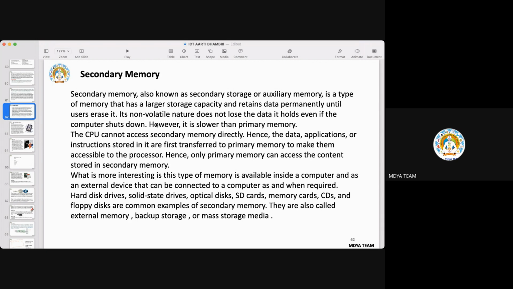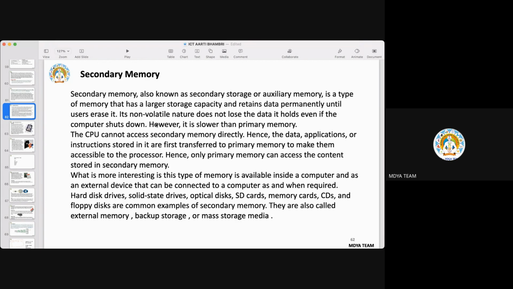The CPU cannot access secondary memory directly. It is through the primary memory. Because whenever you open or switch on your system, the primary memory is the memory from which the set of instructions are taken by the CPU for the proper functioning or processing of the data, whatever input you are providing to it. So this primary memory makes the content of secondary memory accessible to the processor, and then you can process your data accordingly. So only primary memory can access the content stored in your secondary memory.